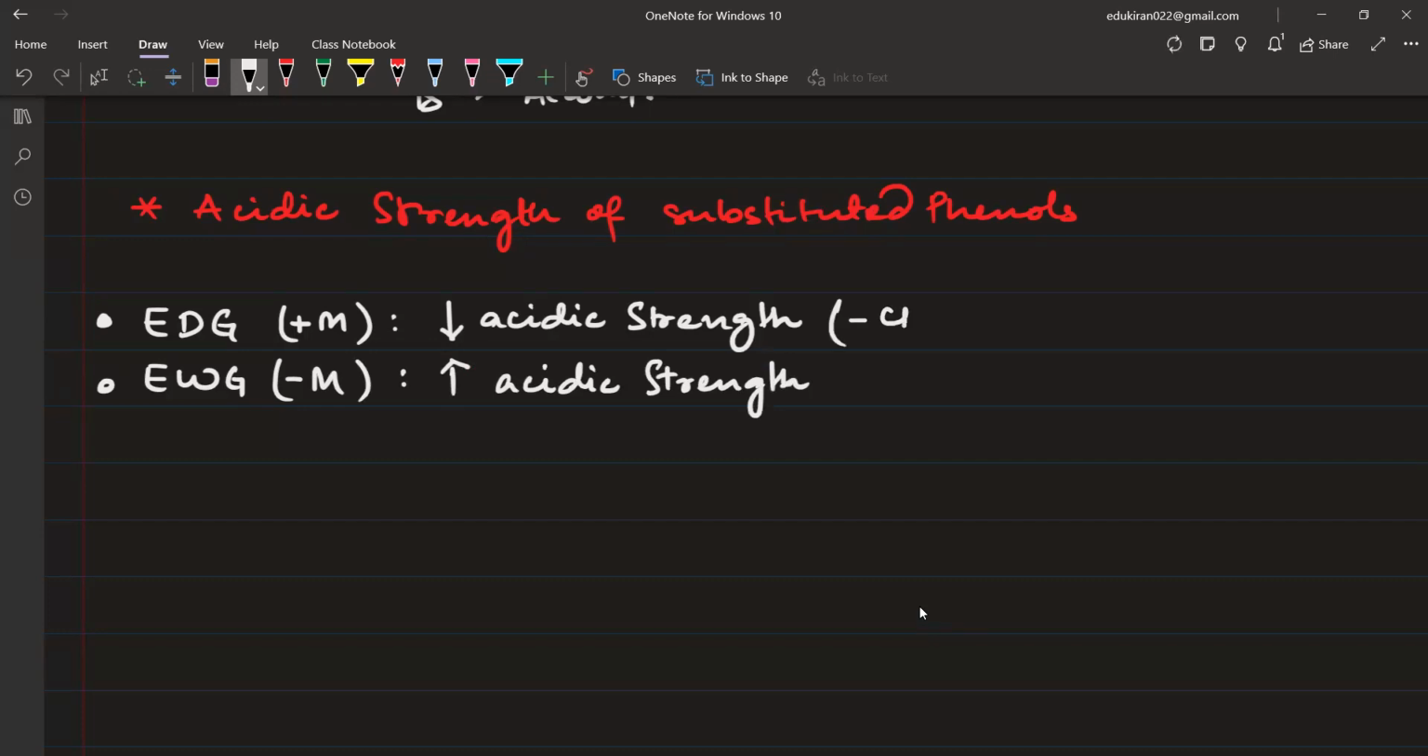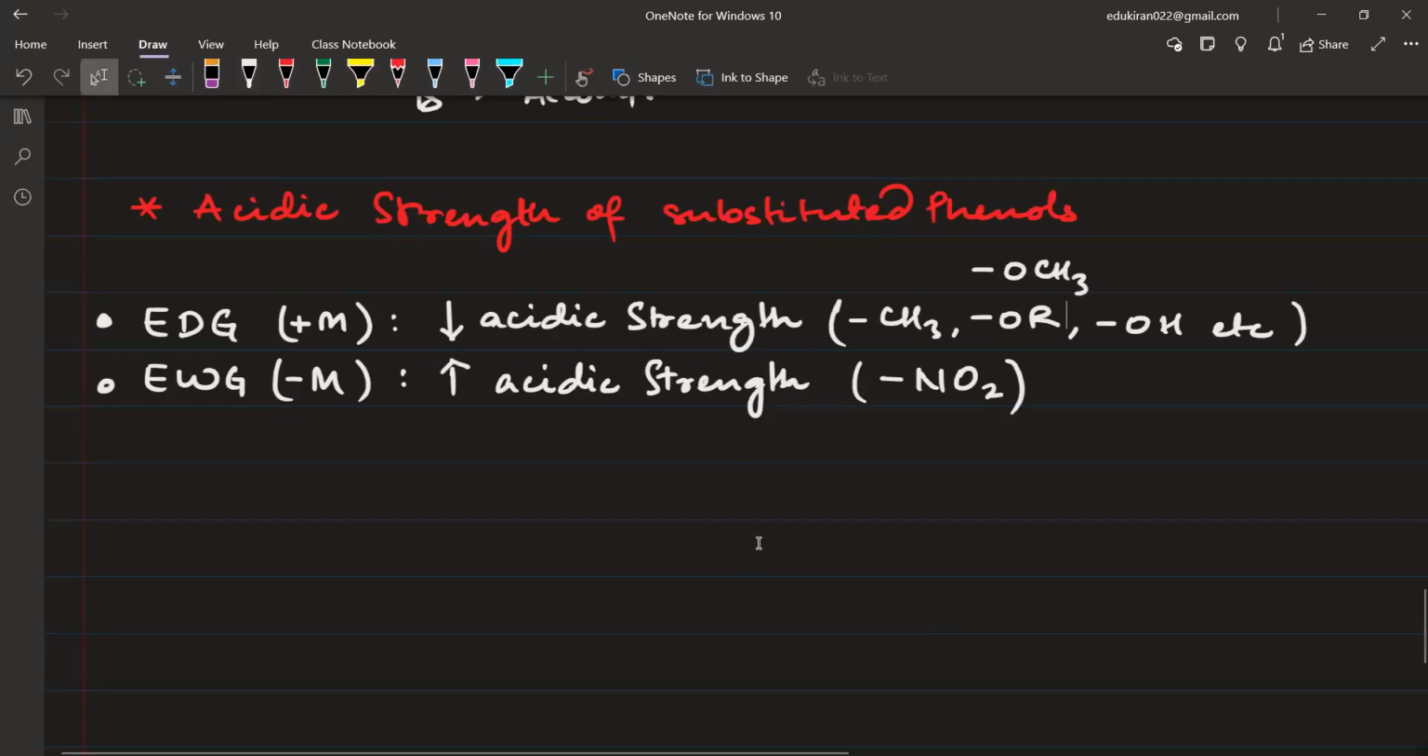Now please see here, if you have CS3, OR, OH, etc. All of these are what? Plus M groups. And for minus M, you will only see nitro group. Okay, so you can just write what is minus M, nitro group. So first thing is that you should be able to identify what is plus M and what is minus M. When I talk about OR, this can be OCS3, OC2H5 and other things also.